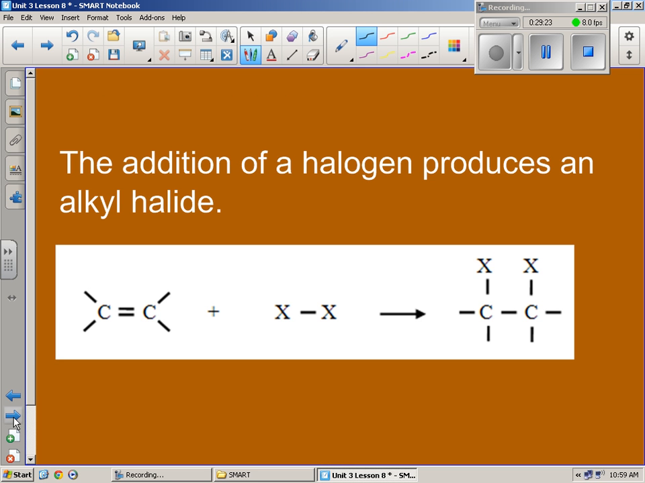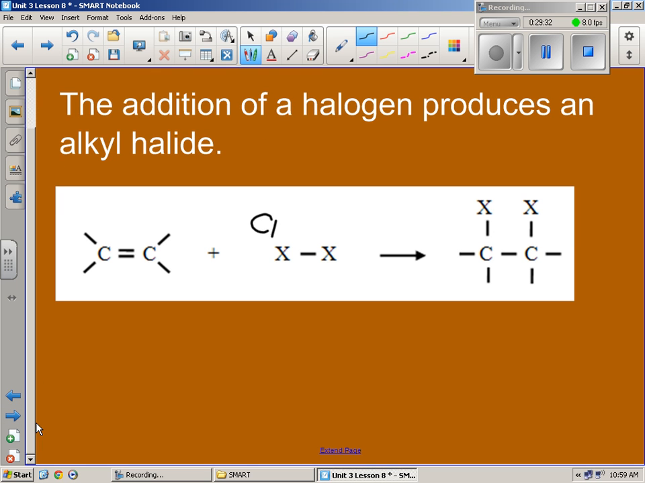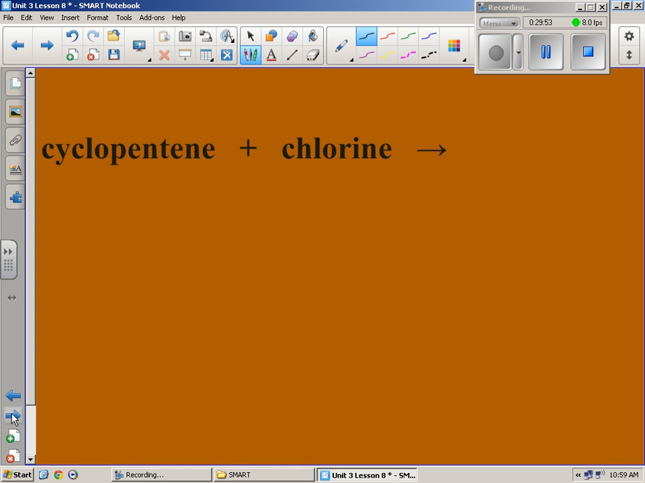The addition of a halogen produces an alkyl halide, so we can add in some halogens. Halogens, of course, are group 17 elements, like, for example, chlorine. Chlorine is an example of a halogen. Fluorine, bromine, iodine. Okay? And you get alkyl halides, right? Those are the ones with bromo, fluoro, chloro.